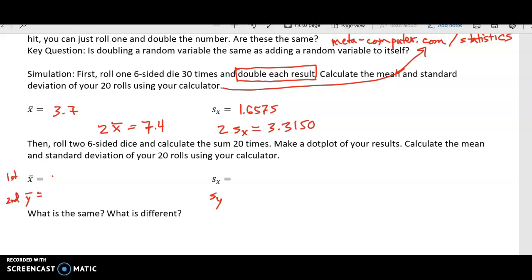So I got 3.25 and 1.6819 and 2.55 and 1.5035. So the question is, what happens when we add these together? We get, excuse me, it's 5.8.